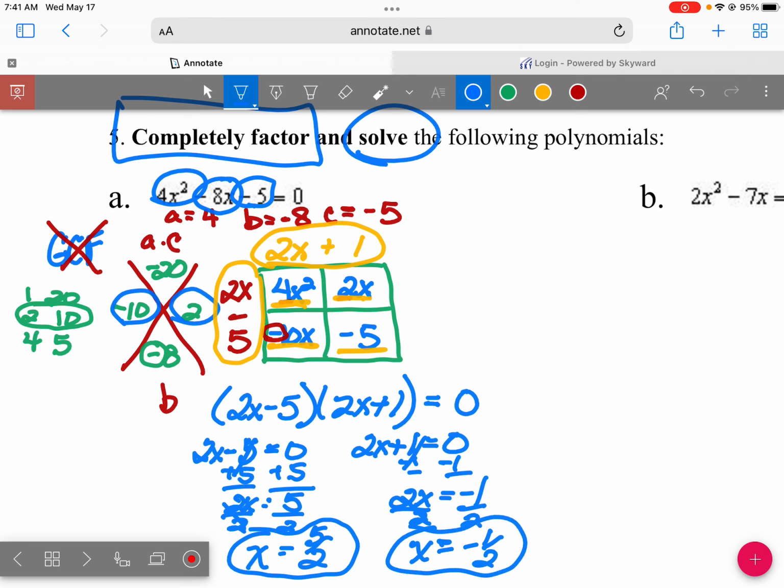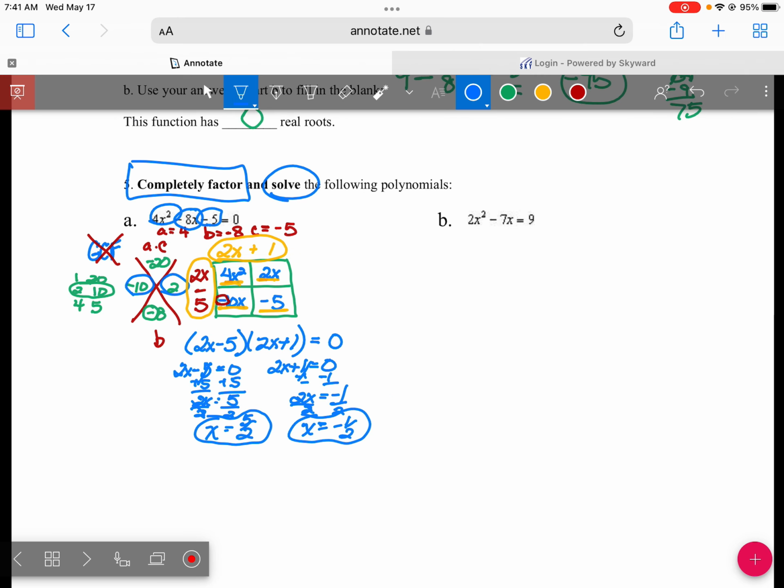And you're like, Miss Sadie, should we have 2 answers? Yes, we should, because it's a quadratic. You will have 2 answers. Okay? You will have two answers. Any questions on A?